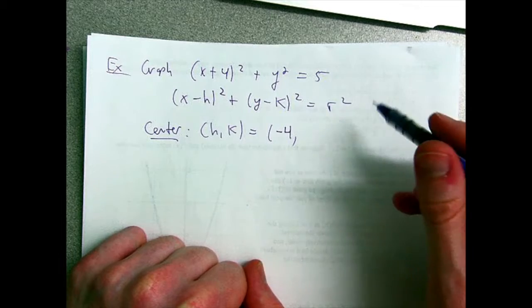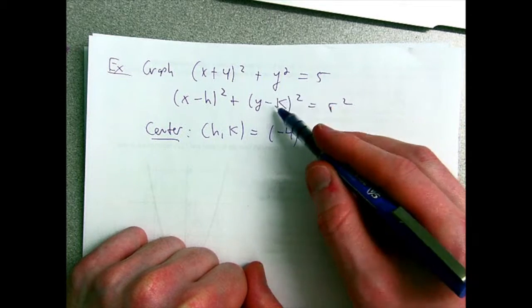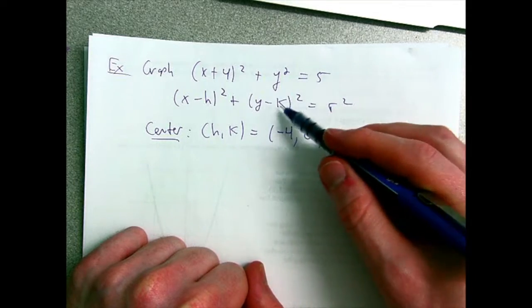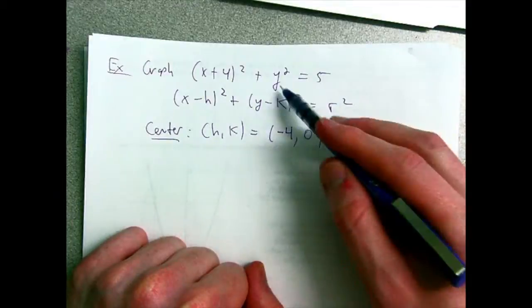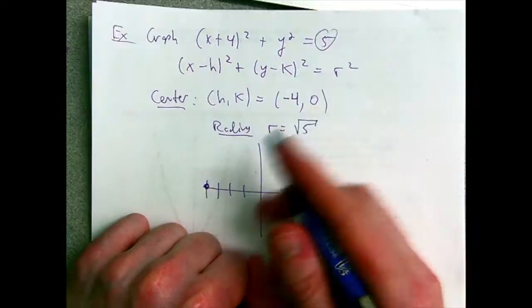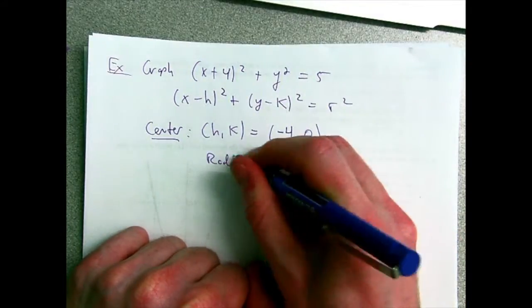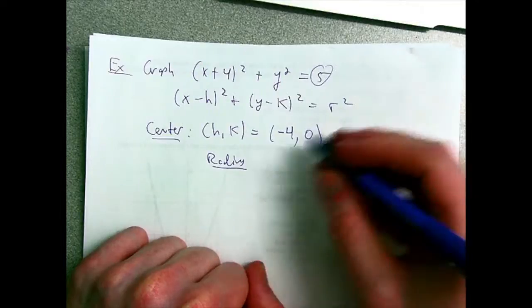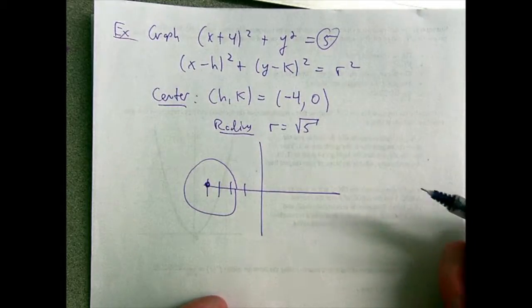As far as k, if you compare these two expressions, you can see that k should be 0, right? If you replace k with 0, then you'll have y squared here, which is exactly what we have. So that's the center, and then this thing here is, of course, r squared. So r squared is 5, meaning r must be the square root of 5.